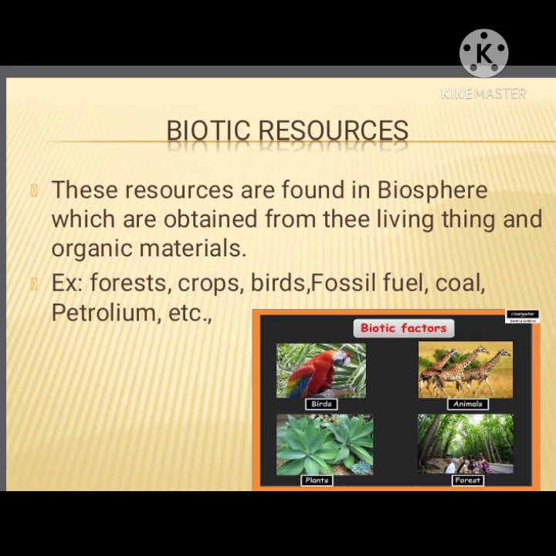First one is biotic resource. These resources are found in the biosphere, which are obtained from living things and organic materials. That is, it includes forest, crops, birds, animals, fishes, man, material, everything will be in that. So fossil fuel is also considered as a living thing. How? Because these fossil fuels are all obtained from decayed organic matter, isn't it? That's why these fossil fuels are also considered as a biotic resource.